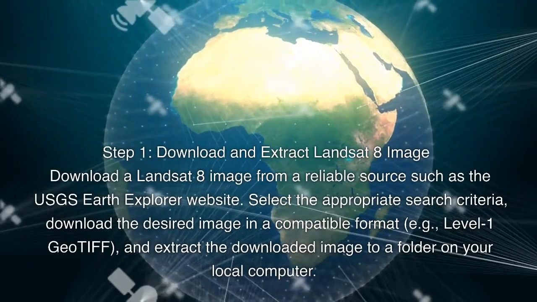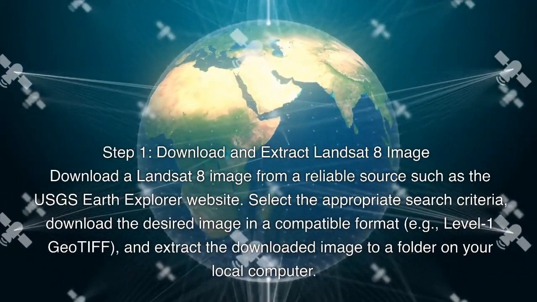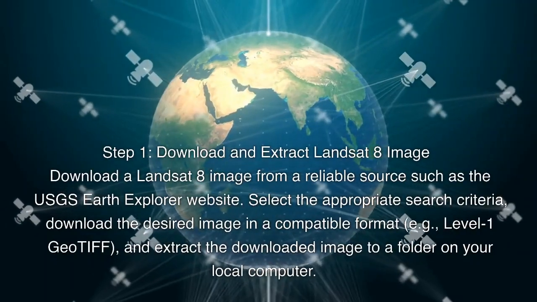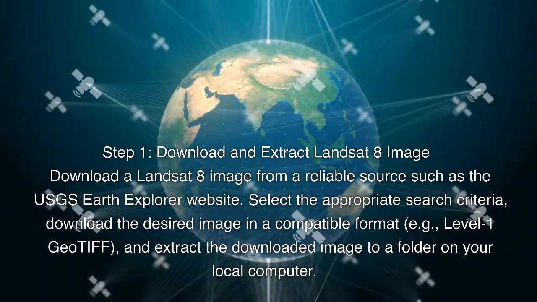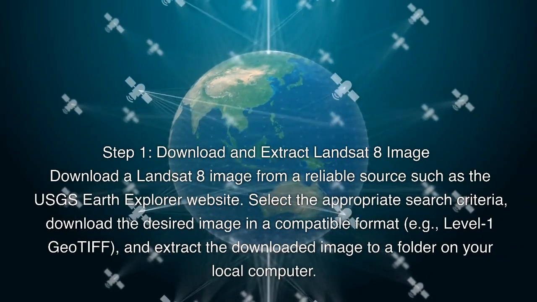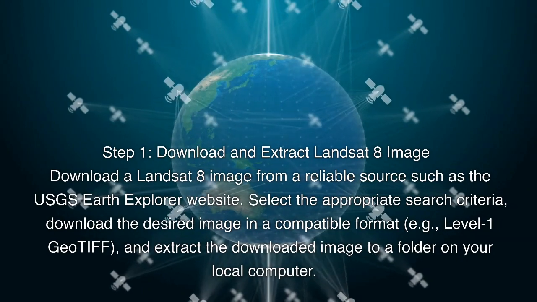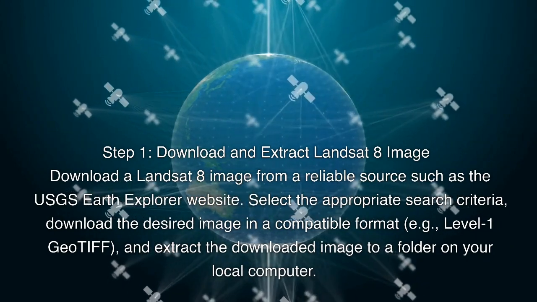Step 1. Download and extract Landsat 8 image. Download a Landsat 8 image from a reliable source such as the USGS Earth Explorer website. Select the appropriate search criteria, download the desired image in a compatible format, for example, Level 1 GeoTIFF, and extract the downloaded image to a folder on your local computer.